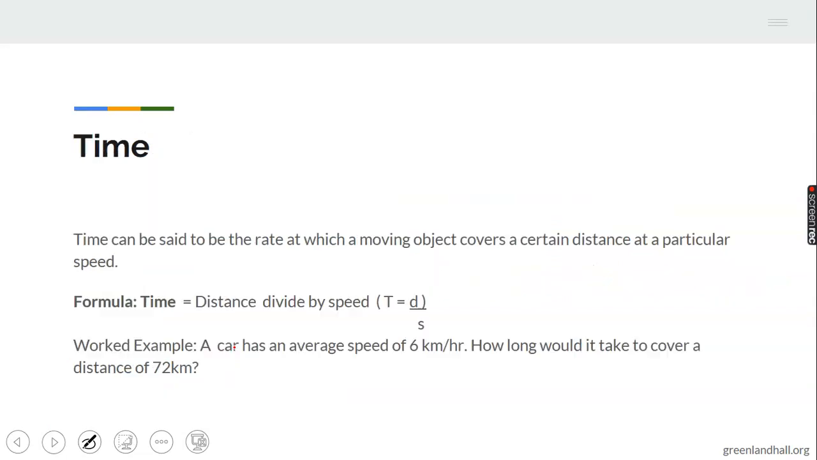Very good. So let's quickly go to time, which is the third one. Time can be said to be the rate at which a moving object covers a certain distance at a particular speed.